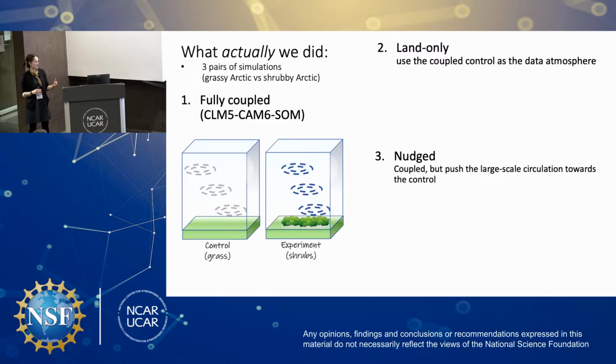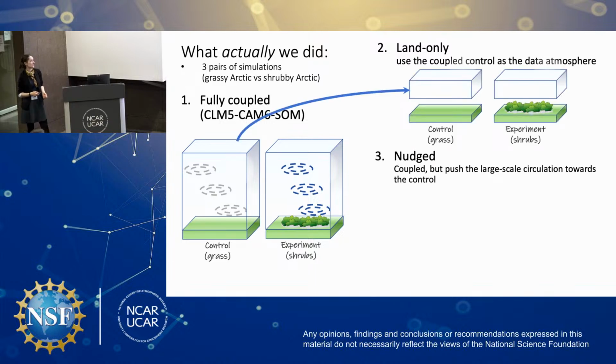Fully coupled is just the land and the atmosphere are talking to each other. Fluxes from the land get passed to the atmosphere, which can respond to those and interact. So if you look at the difference between the control, which is the grassy Arctic, and the experiment with the shrubs, you get all of the changes of the atmosphere feeding back on the land surface and all of the changes in the land forcing the atmosphere.